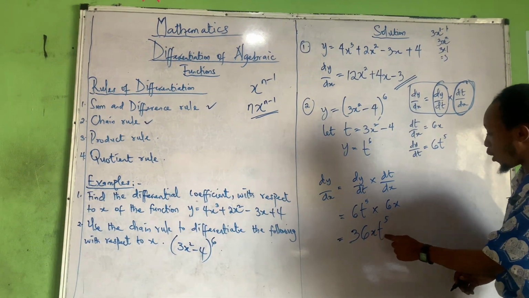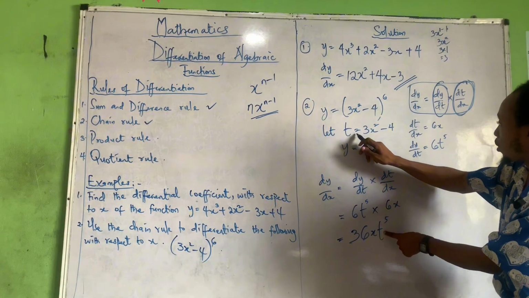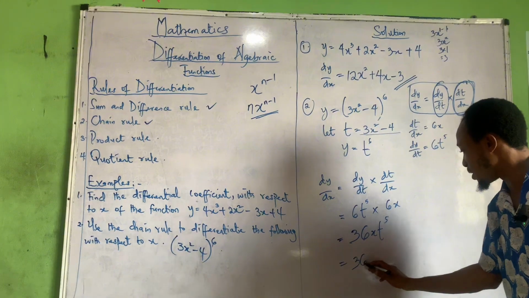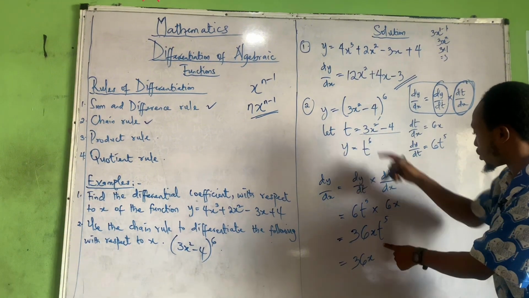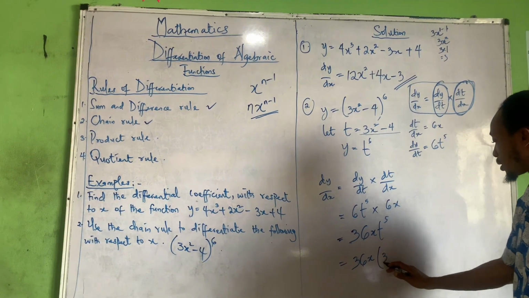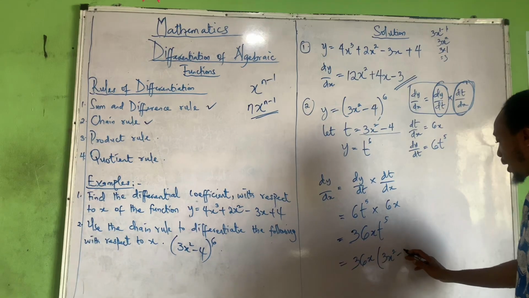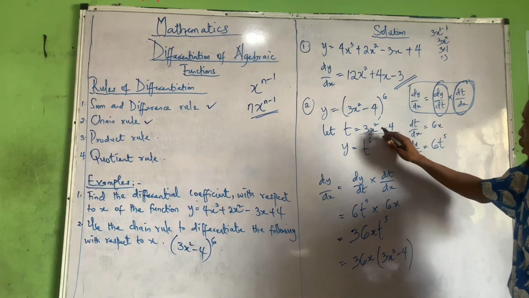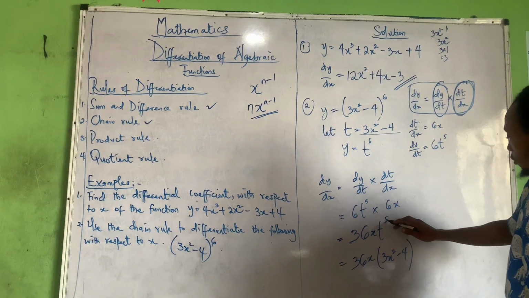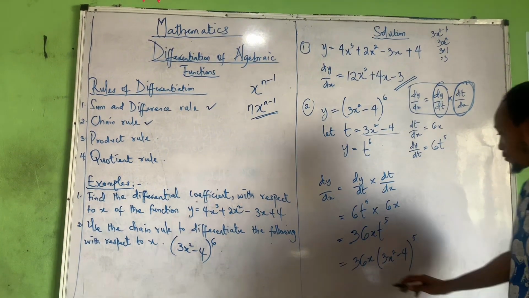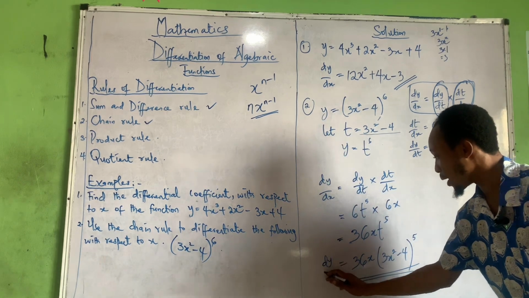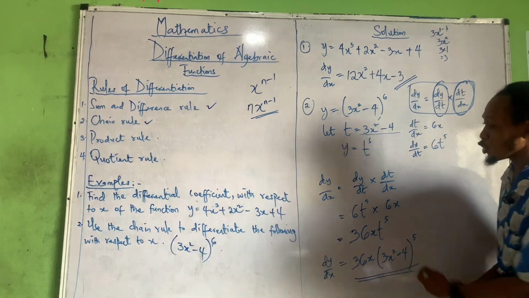Now, since we have our original t, let's go back to the original t and substitute it here. So we have 36x. Now our t is this, so open your bracket for it: 3x squared minus 4. That's your t. We are replacing t with this. So everything to the power of 5. So that is our dy dx.